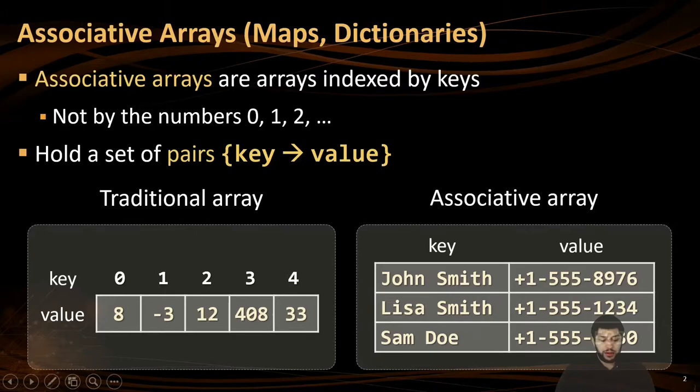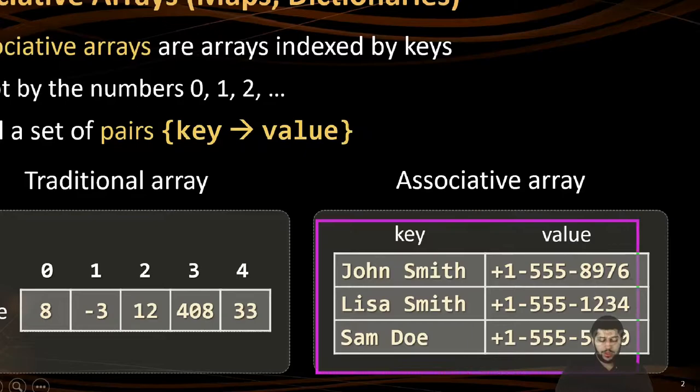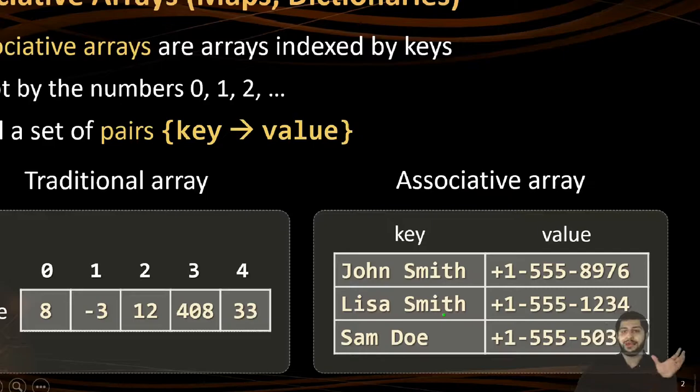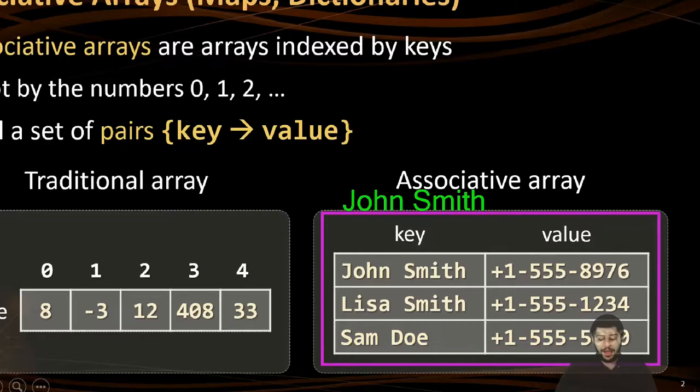On the other hand, an associative array is just an array indexed by keys. And these keys can be anything, only if they are unique. So everything can be a key. And this is limited only to unique items. So you cannot really put collections here, which can change through time. You need something that is going to be definite and it's always going to be unique. In other words, if I try to add John Smith again here, this is not going to happen. I cannot add a redundant item here, a redundant key.